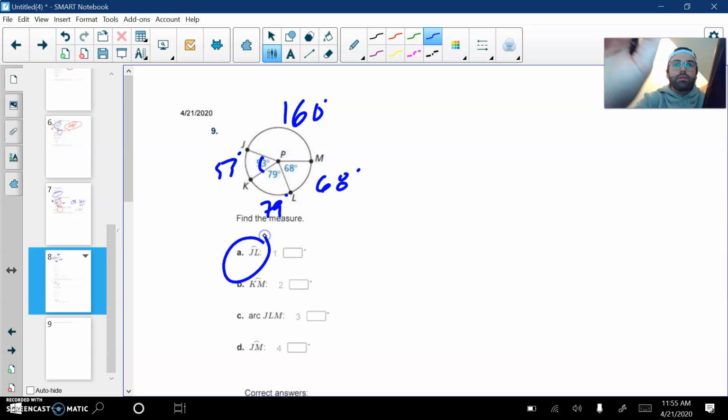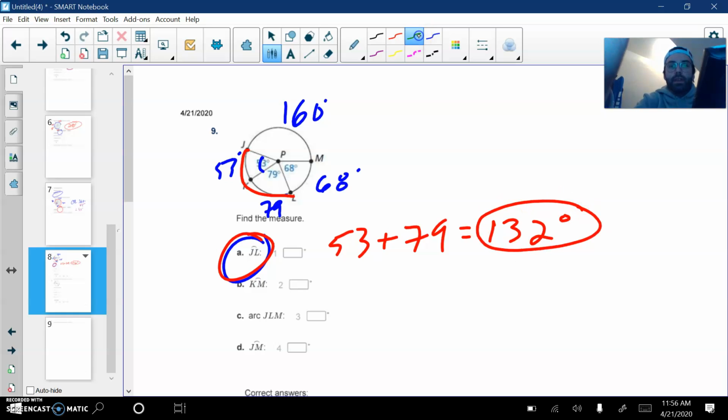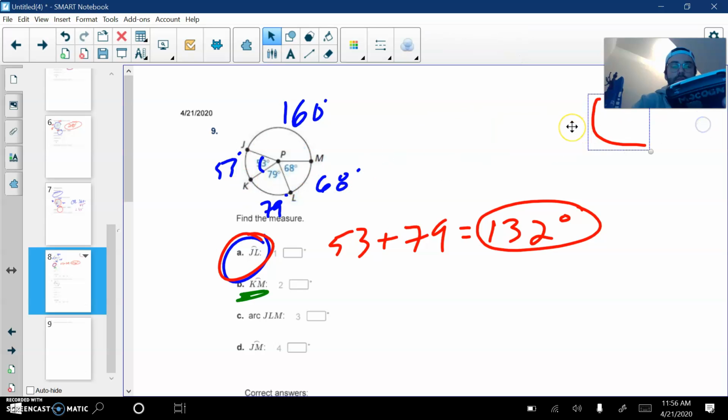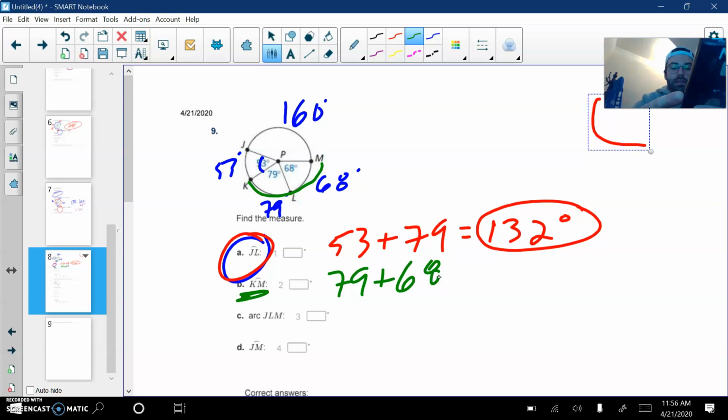JL, that should be red. JL is this arc there. So I'm going to have to add 53 plus 79 to get 132 degrees. All right, part A. Part B says find K to M. Okay, so K to M is right here. So I do 79 plus 68 to get 147 degrees.